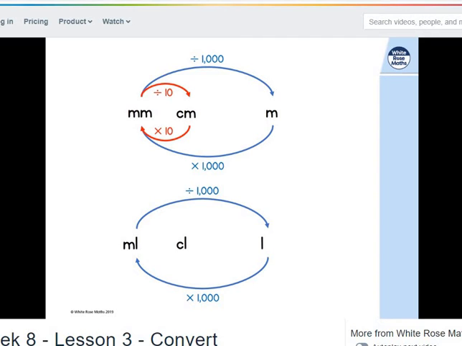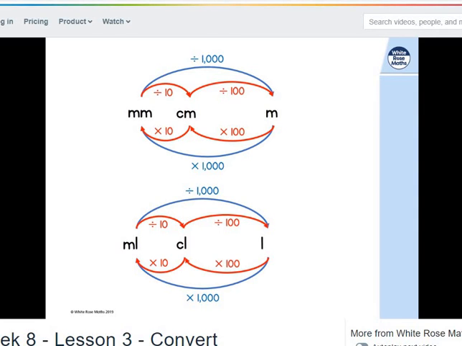What about from centimetres to metres? Well, centi meaning 100th, so I would divide by 100. And then the other way around, so from metres to centimetres, I would multiply by 100. And then, similar for the millilitres to centilitres, I've still got this multiply and divide by 10 relationship, exactly the same as I had between millimetres and centimetres, and then centimetres and metres.